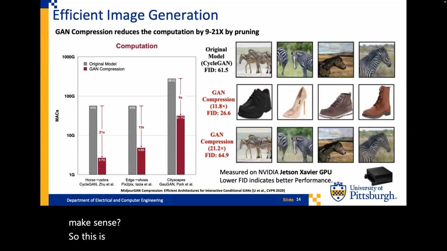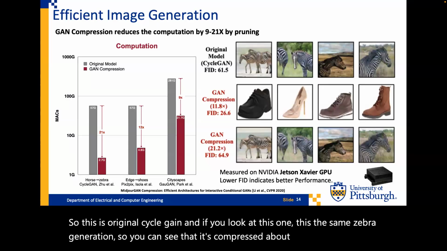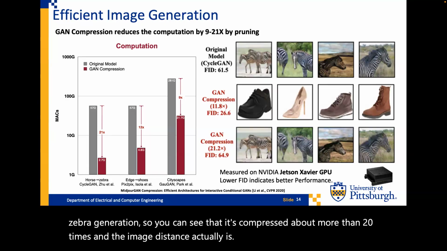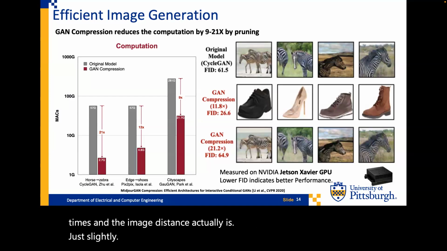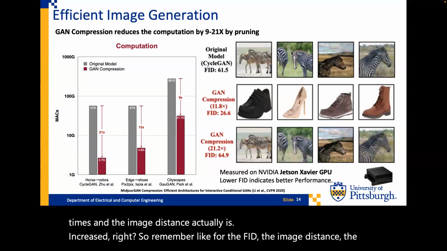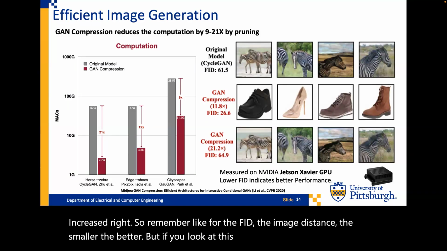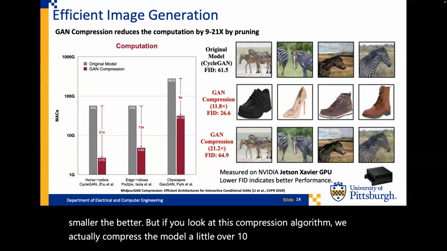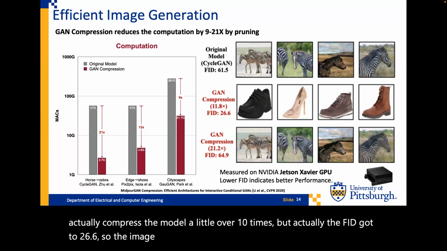And if you look at this one, the same zebra generation, you can see that it's compressed by more than 20 times, and the image distance is just slightly increased, right? Remember, for the FID, the smaller, the better. But if you look at this compression algorithm, we compress the model a little bit over 10 times, and the FID actually got to 26.6. So the image is more realistic with less computation power.